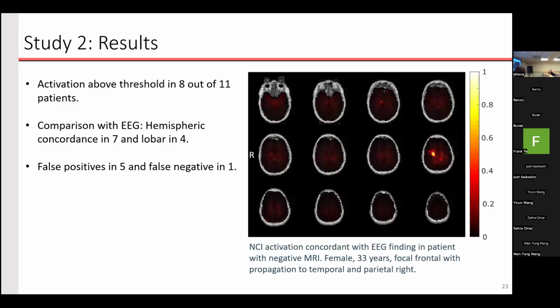Within this analysis, we saw activation in 8 out of the 11 subjects, so the 11 patients. And what was surprising is that there was a big correlation between this and the EEG output. So there was concordance in 7 out of the 8, and at the lower level in 4, which is more or less the best you can do with EEG. And we also had some false positives, which means that we had activations in the spin lock but not in EEG, and false negatives, which we have in the EEG and not in the spin lock.